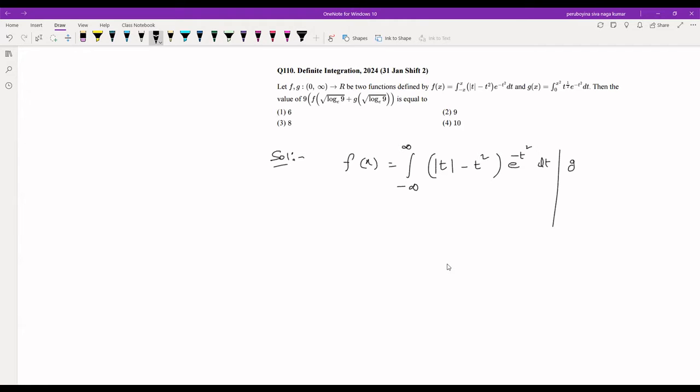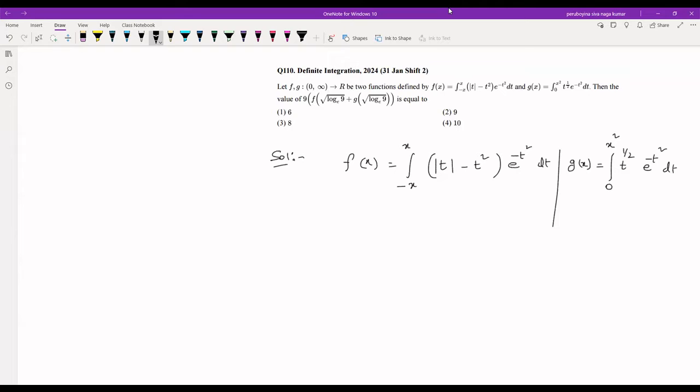And coming to g, mod t minus t square into e power minus t square dt, and g of x equal to the integral of t power 1 by 2 and e power minus t square dt. And then find the value of 9 times f of root log 9 plus g of root log 9, equal to how much? So take a look at this solution part.